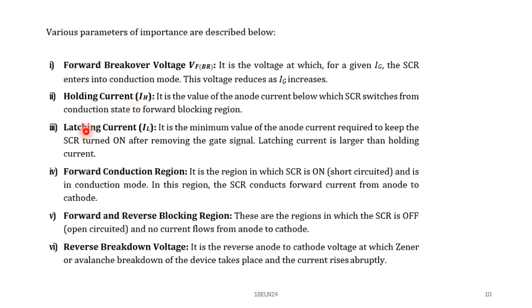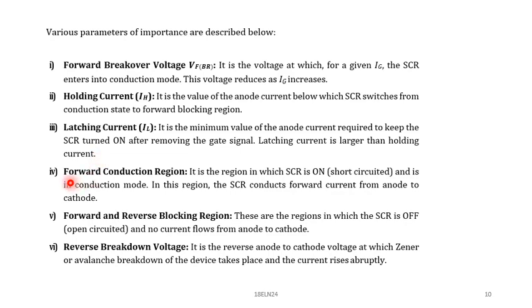Then one more current we'll call the latching current, IL. It is the minimum value of anode current required to keep the SCR turned on after removing the gate signal. If I remove the gate signal, this current is required to keep the SCR turned on. That current we'll call the latching current, and the condition is that latching current is always greater than holding current.